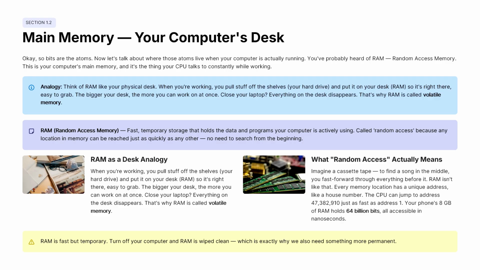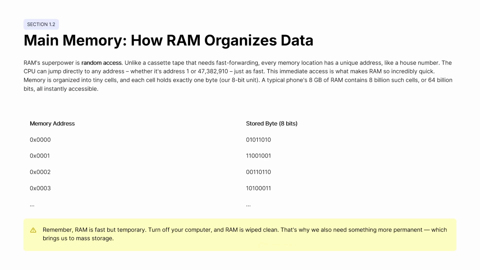That's why RAM is called volatile memory. RAM, random access memory. Fast, temporary storage that holds the data and programs your computer is actively using. Called random access because any location in memory can be reached just as quickly as any other. No need to search from the beginning. Here's what random access actually means. Imagine a cassette tape. To get to a song in the middle, you have to fast forward through everything before it. That's sequential access. Slow.